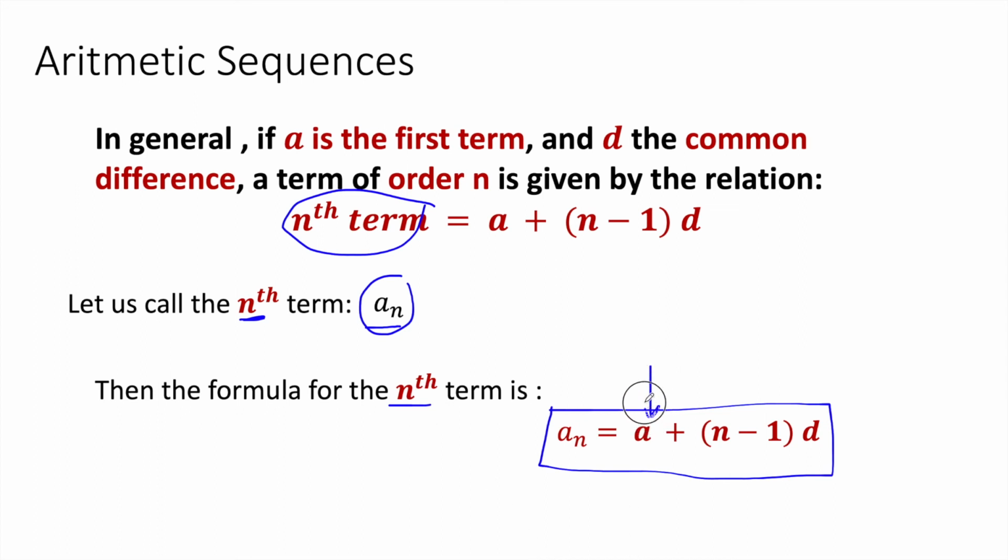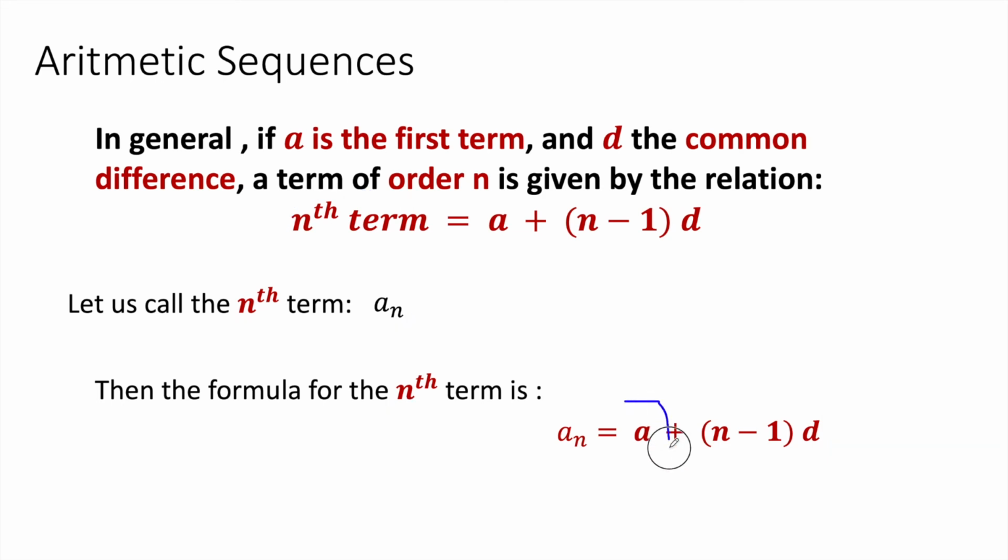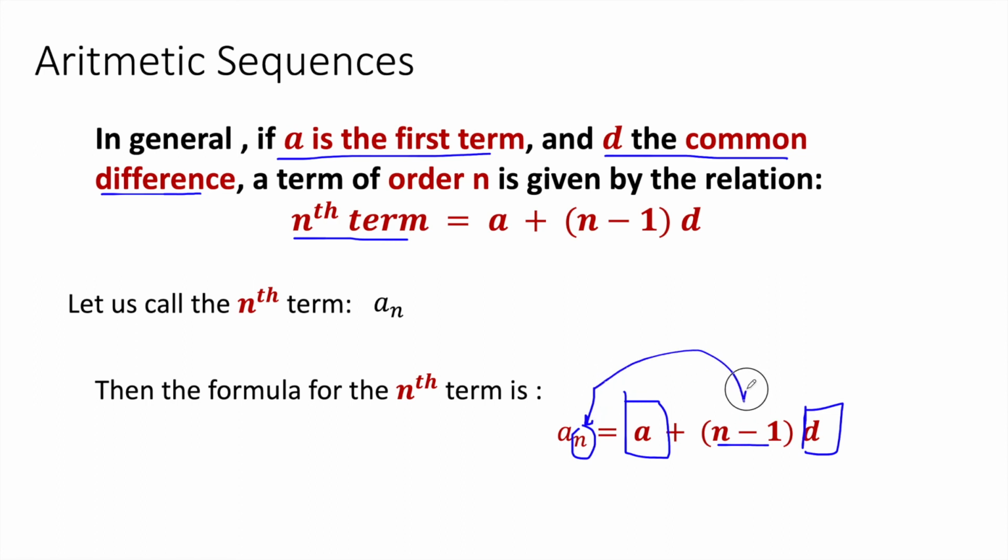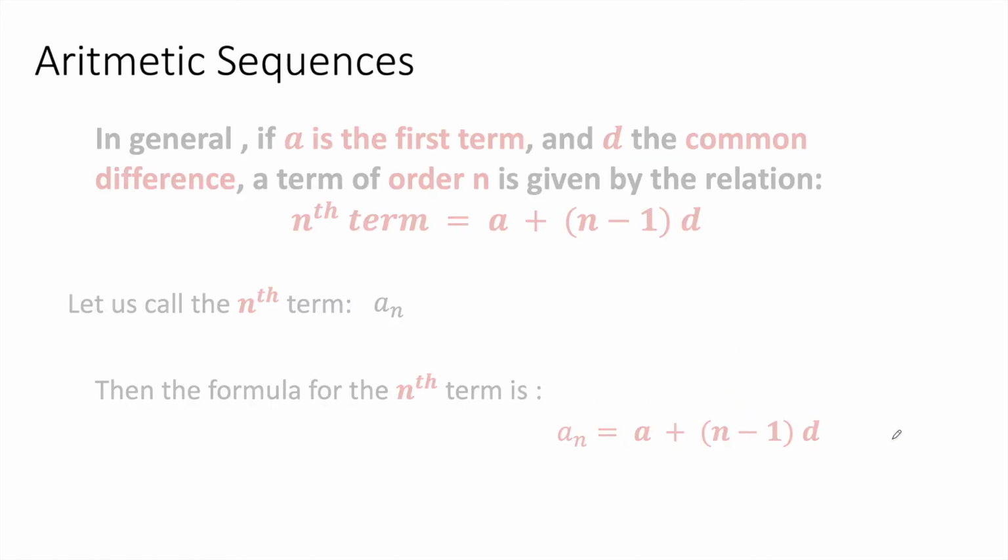That's it for the nth term. So you have to use this formula. a is the first term, d is the common difference, and n is the order of the term, so subtract 1 to get your n minus 1 times d.